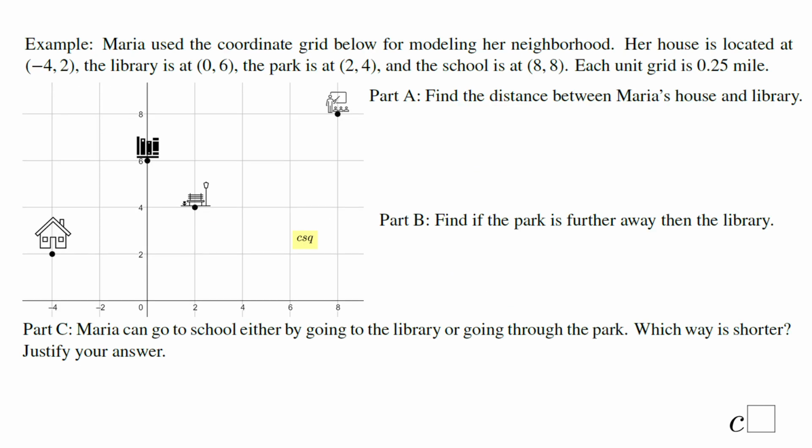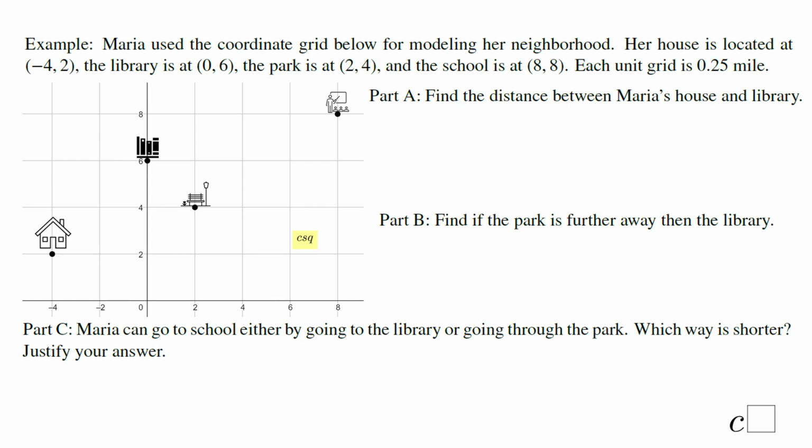In my next examples, we're going to have some real life application, and in this one, Maria uses the coordinate grid for modeling her neighborhood. And you notice her house is located at -4 and 2. The library is at 0 and 6. The park is at 2 and 4, and the school is at 8 and 8.